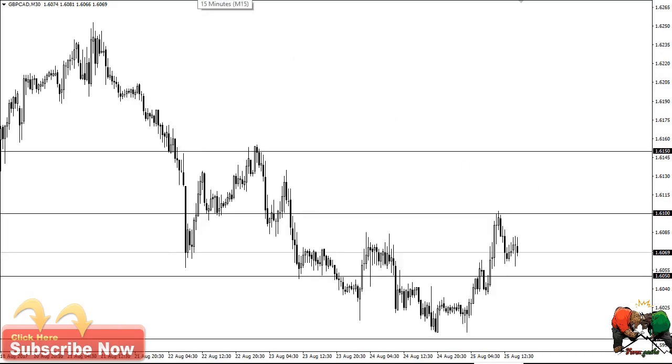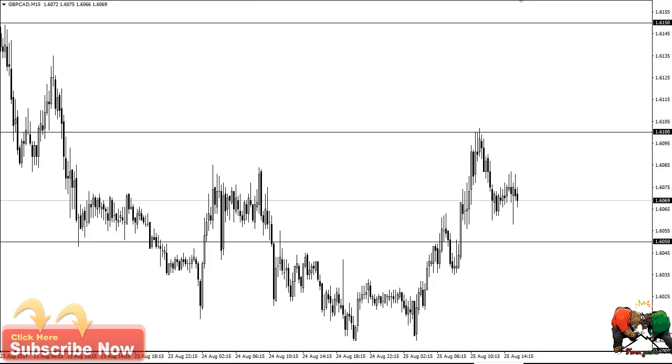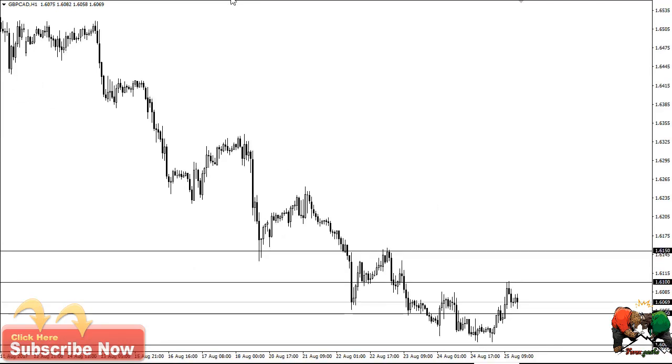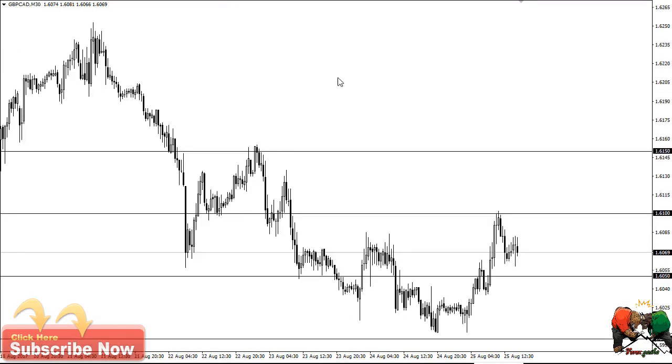In front of you, I have the 30-minute chart. It also works on the 15-minute chart, possibly even the hourly chart. It really comes down to your preference, but 30 minutes seems to be about the sweet spot.